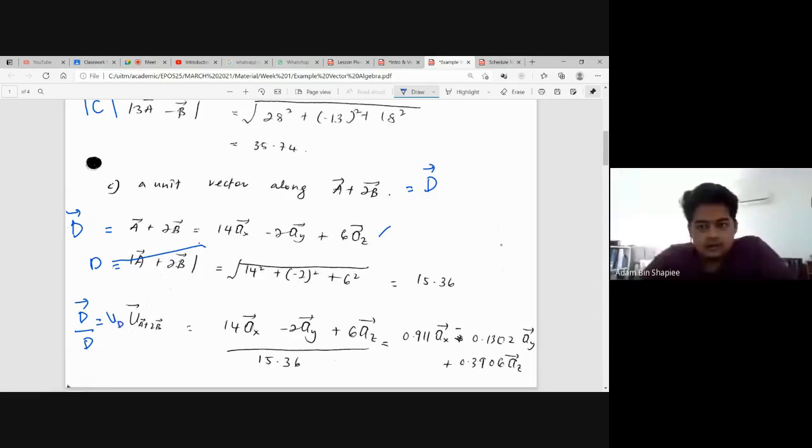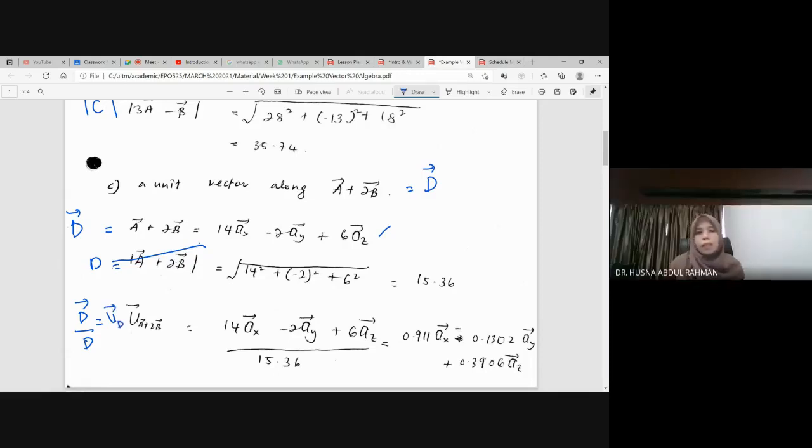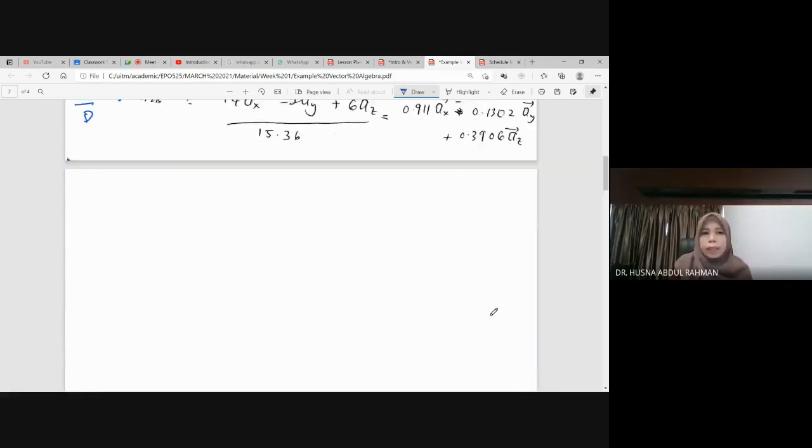Close to 1 lah. Close to 1. So that means your answer is correct. That means this is the unit vector. You boleh check. Kalau you punya jawapan kan jauh sangat daripada 1, maknanya salah lah tu. It's a way to check. Okay, unit vector, the magnitude will always be 1.